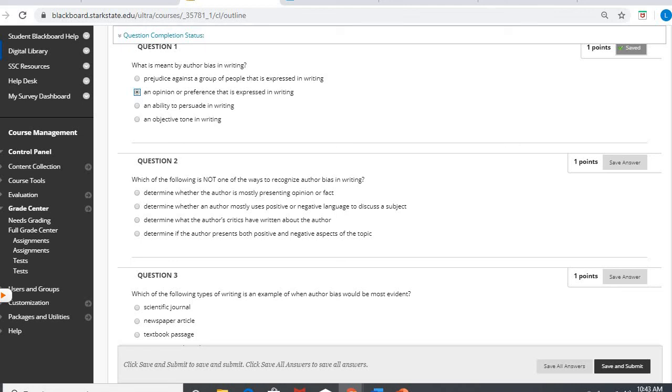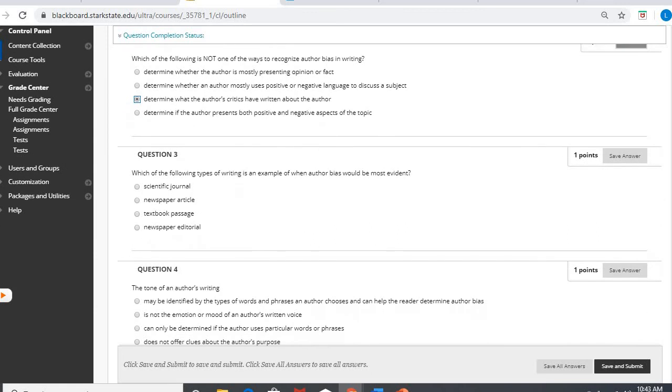Question 2, which of the following is not one of the ways to recognize author bias in writing? So you do look for fact or opinion and how they're using that. You do look to see if they're using positive or negative language, and you do look for positive and negative aspects. What you don't use is what critics have said about the author. That has nothing to do with the actual writing, if there's bias present in that or not.